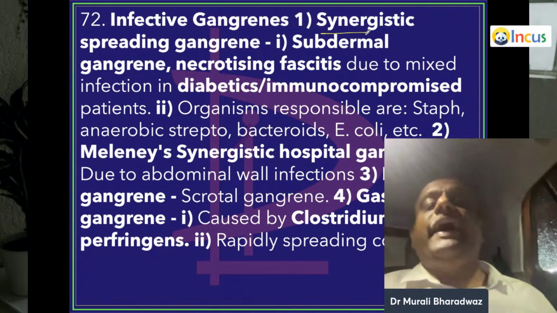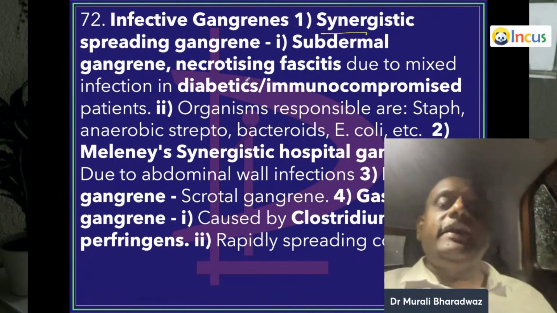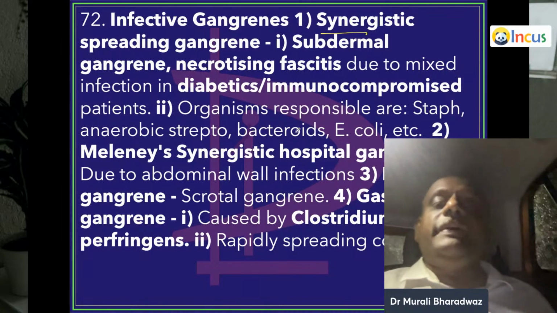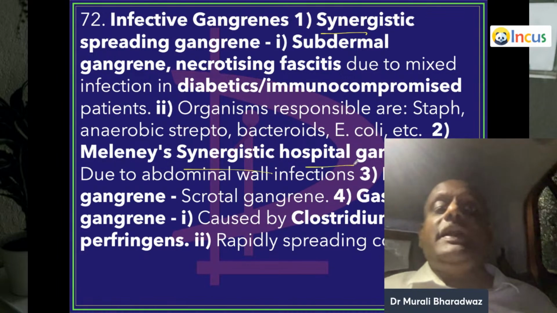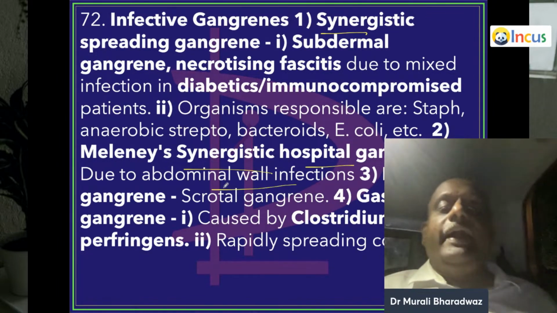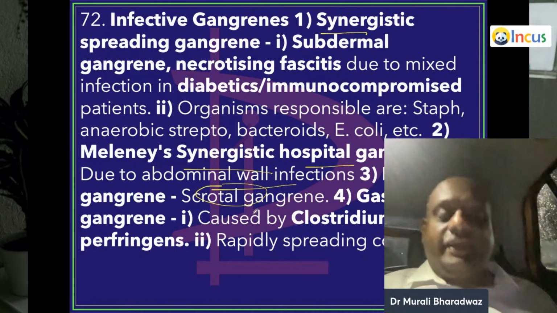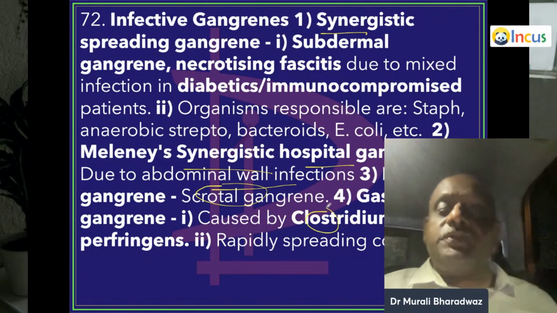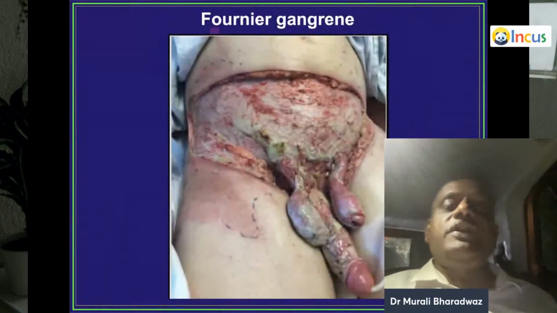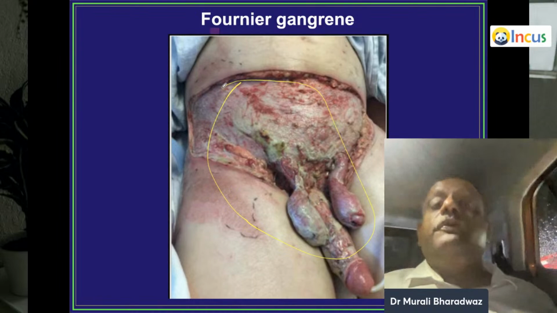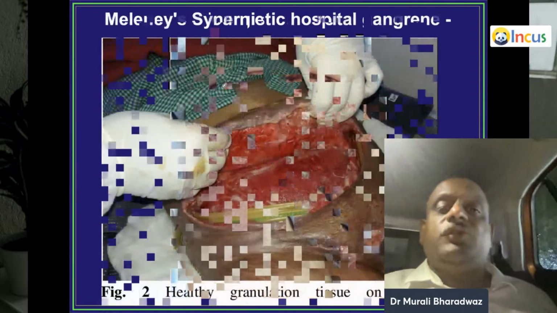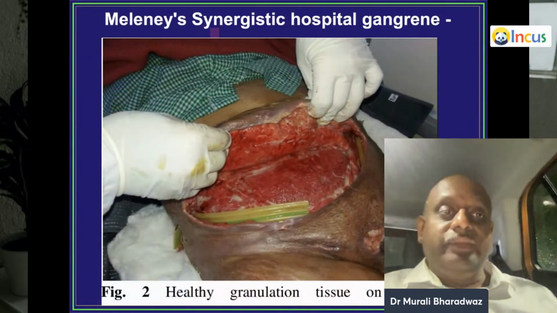Then coming to infective gangrene. Synergistic spreading gangrene. Where do we see it? In diabetics and the immunocompromised. Meleney's synergistic hospital gangrene is due to abdominal wall infection. Fournier gangrene is scrotal gangrene. Gas gangrene is caused by Clostridium perfringens, which is what you need to know. So this is an example of what you see. Fournier's gangrene is what you need to remember.